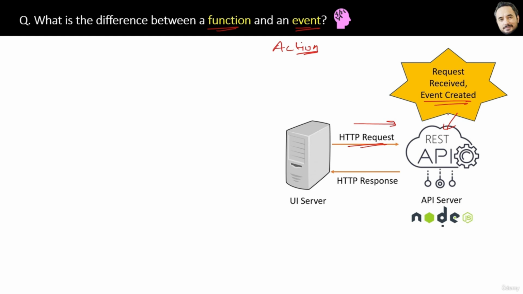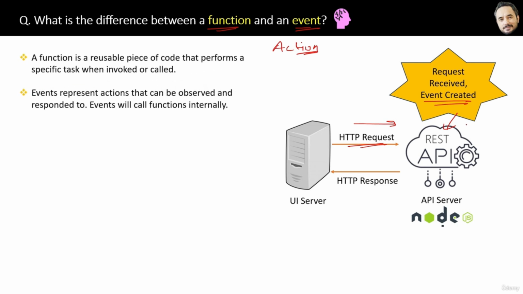So remember, internally events can call single or multiple functions to do the task. So when some event is created, then a function will be executed. Functions can also execute on their own. So that is the difference, and that is the short answer to this question. Same is what I have written here, whatever I have explained, in a very short format.